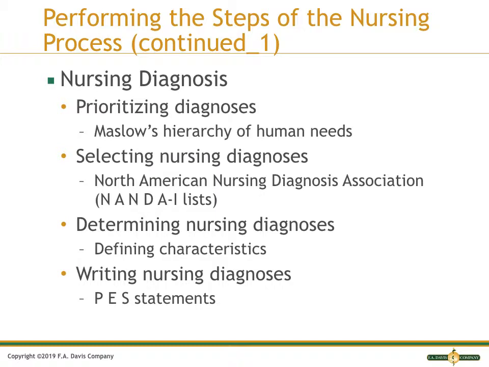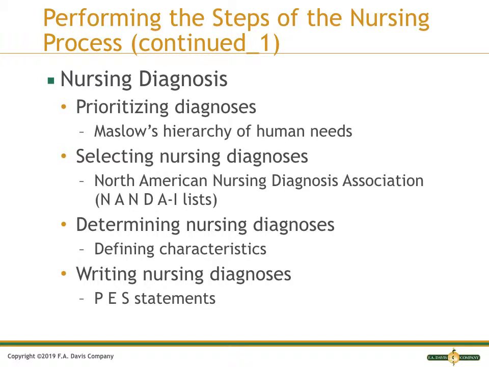So ABCs are going to be quite important when it comes to prioritizing your diagnosis. And remember, your ABCs are airway, breathing, and circulation. So if a patient is anxious because they can't breathe, the priority nursing diagnosis isn't going to be anxiety. It's going to be ineffective airway clearance or poor tissue perfusion or gas exchange, something like that. It's not going to be the anxiety. It's going to be what is the most life-threatening of the situation.